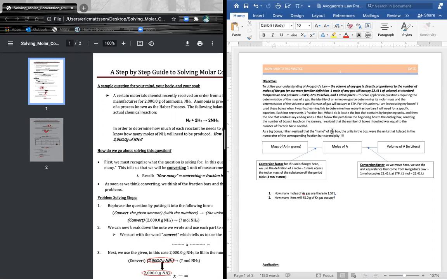What I realized also, and this came after, is that the units in the box were the actual units that I placed in the numerator of the corresponding fraction bar. So this box ended up inadvertently helping me in 2 different ways. I had 2 issues: one, how many fraction bars I needed, and two, exactly what I put into the fraction bars. Because like I said, at this point, my note to myself didn't quite work the way that I had anticipated or designed it to work originally. Once you add more fraction bars, you can't follow the same steps in the same way. So that's what I'm going to be using here.